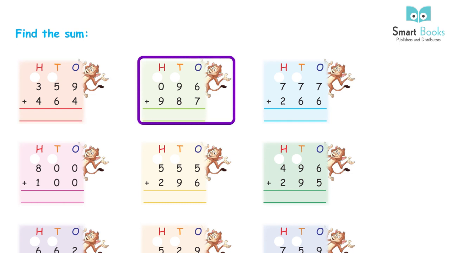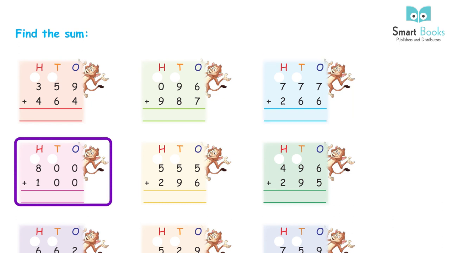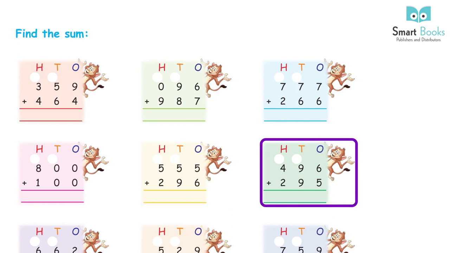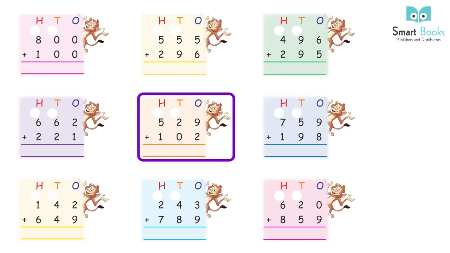96 plus 987 is equal to 1083. 777 plus 266 is equal to 1043. 800 plus 100 is equal to 900. 555 plus 296 is equal to 851. 496 plus 295 is equal to 791. 662 plus 221 is equal to 883. 529 plus 102 is equal to 631.